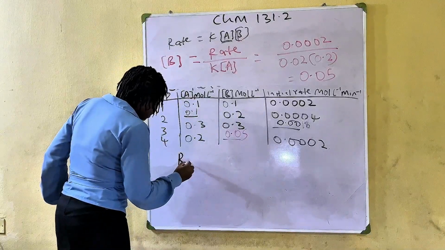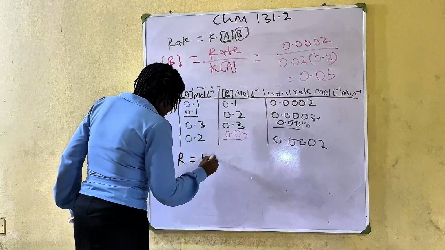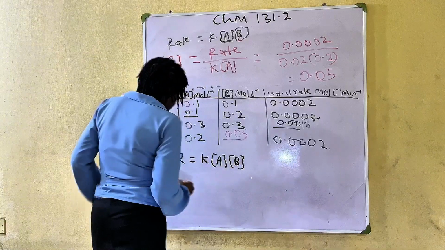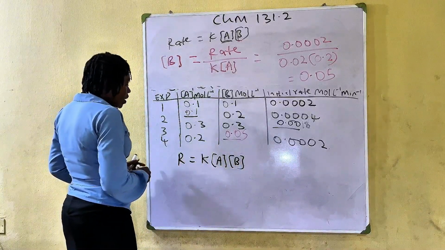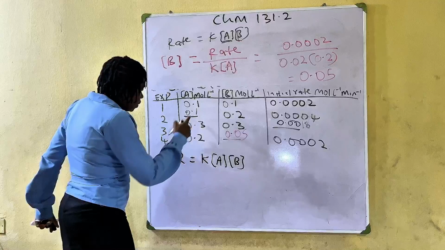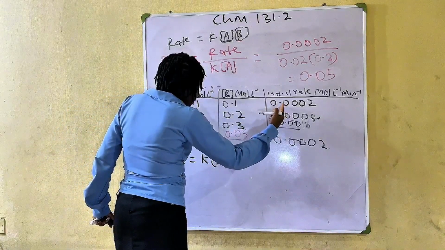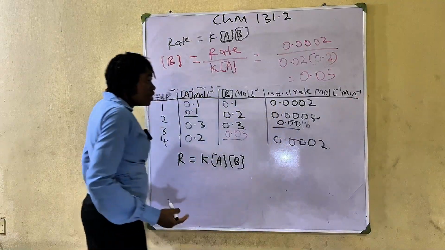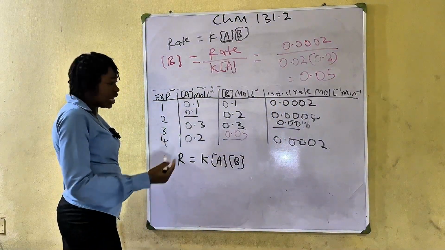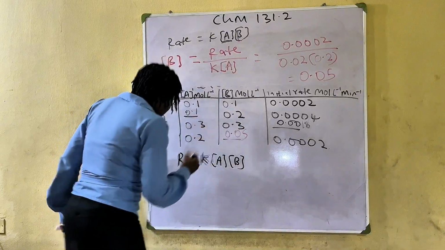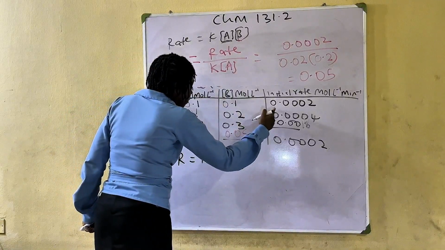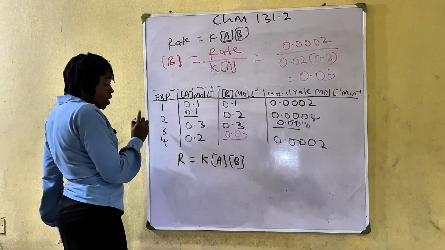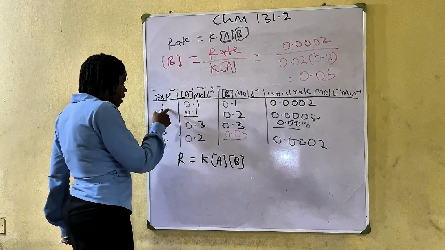This rate is equal to K times the concentrations. Then I can equate the rates. I can use either rate 1 or any of the ones that has the initial rate. So let me use R1, with experiment 1 and experiment 2. You can use any one. I'm using experiment 1 and experiment 2.